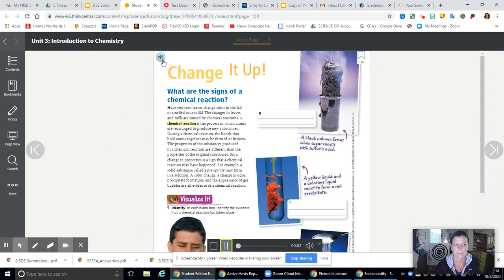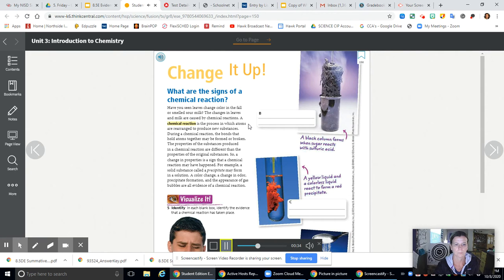Change it up. What are the signs of a chemical reaction? Have you seen leaves change color in the fall or smelled sour milk? The changes in leaves and milk are caused by chemical reactions. A chemical reaction is the process in which atoms are rearranged to produce new substances. During a chemical reaction, the bonds that hold atoms together may be formed or broken.